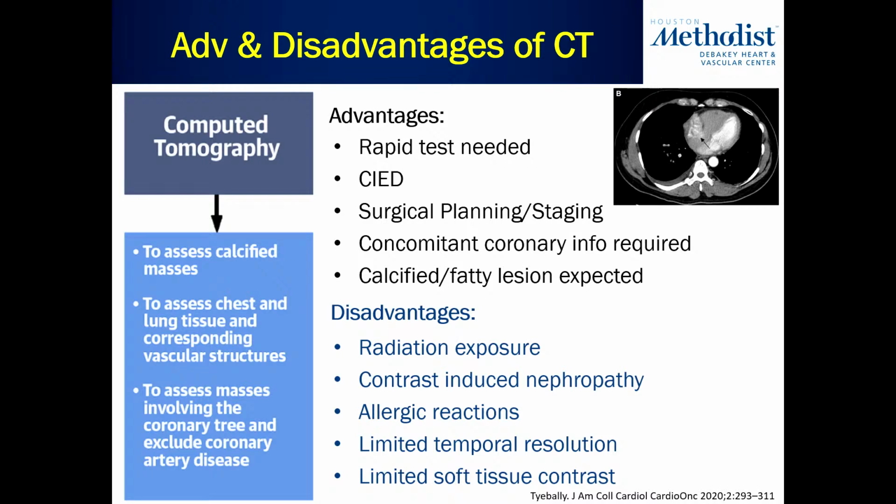So again, advantages: it's fast, you get the coronary information, and you can really identify calcified fatty lesions. Disadvantages, of course, you're going to expose to radiation, you're going to get some contrast, so be careful in renal insufficient patients, with possibilities of allergic reactions in those who are susceptible. Not the best temporal resolution with CT, and soft tissue is pretty good with looking at air, fat, bone, but maybe not so good with other things.